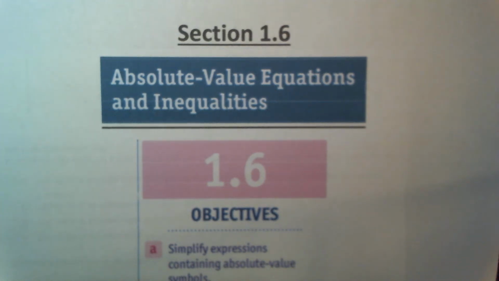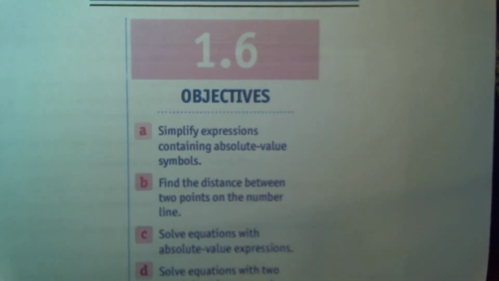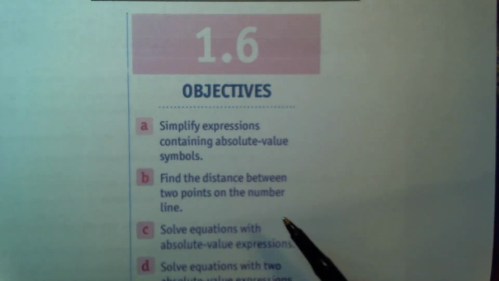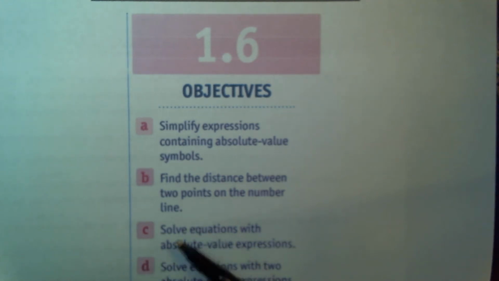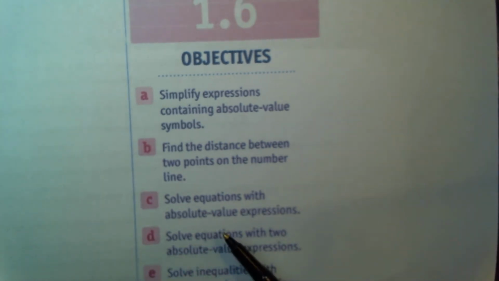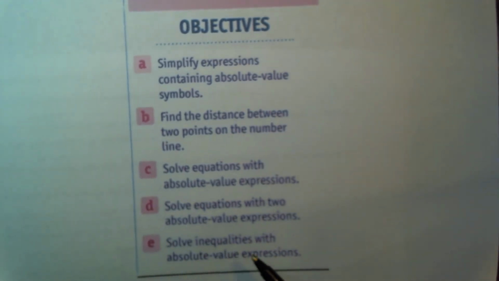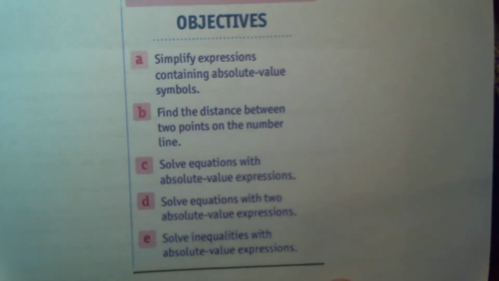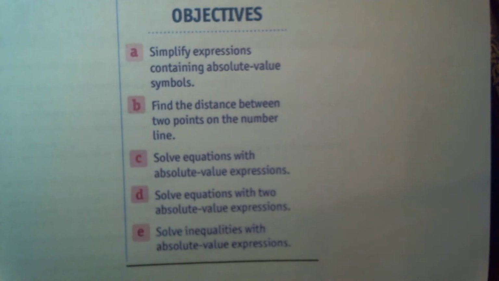This is section 1.6, and it is about absolute value equations and inequalities. There are 5 objectives for this particular section. Number 1 is to simplify expressions that contain absolute value symbols, then to find the distance between 2 points on the number line. The third part is solving equations with absolute value expressions. And then we solve equations with 2 absolute value expressions. And then we'll solve some inequalities with absolute value expressions also.